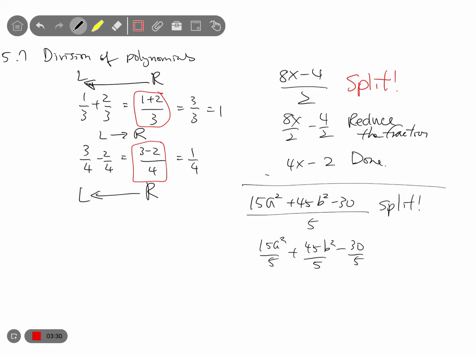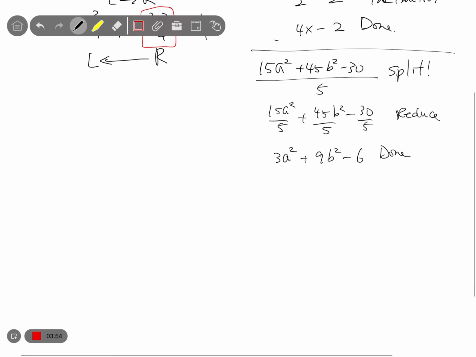So 15a squared divided by 5: 15 divided by 5 is 3, so you get 3a squared. Plus 45 divided by 5 is 9, so 9b squared. And minus the last part, 30 divided by 5 is 6. So this right here is our final answer. Okay, easy enough, right?